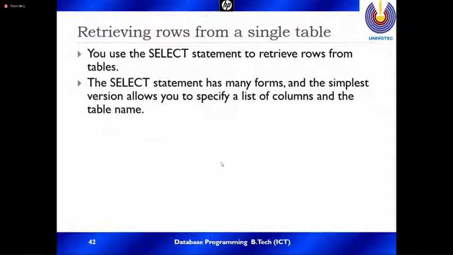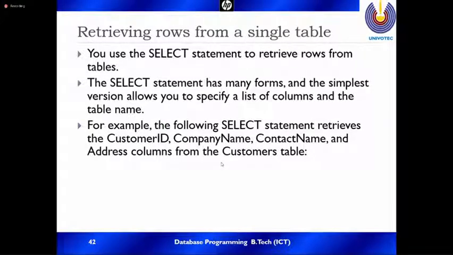The select statement has many forms, and the simplest version allows you to specify a list of columns and the table name. Okay, this is one example. We want to retrieve some data in the customers table. What are the attributes here? Customer ID, company name, contact name, and address. Okay. Then we use a select.